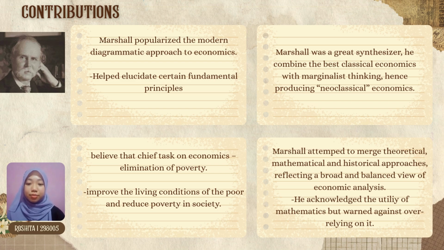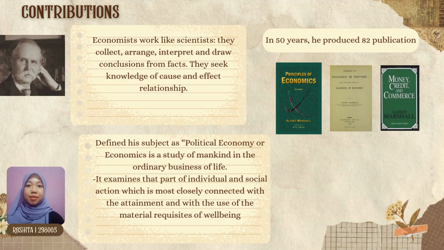This is in contrast with classical economists who were less focused on the social aspect of economic growth. Next, Marshall attempted to merge theoretical, mathematical, and historical approaches, reflecting a broad and balanced view of economic analysis. He acknowledged the utility of mathematics but warned against over-relying on it. He believed that economic insight could be lost if mathematical formalism overshadowed practical understanding. Marshall defined his subject, political economy or economics, as a study of mankind in the ordinary business of life.